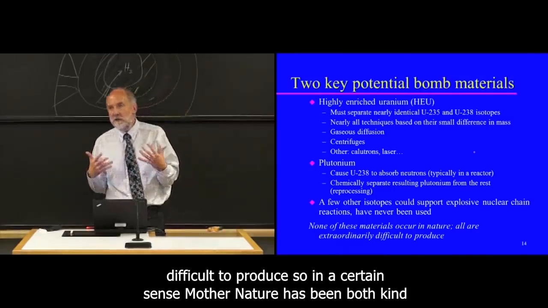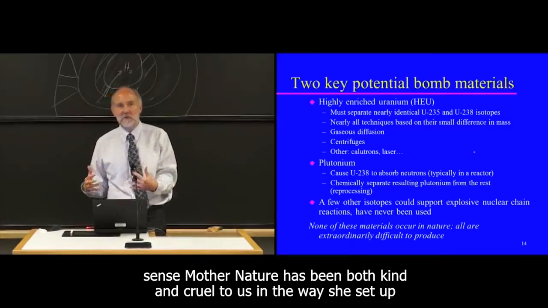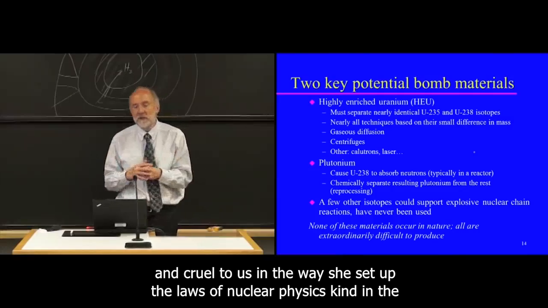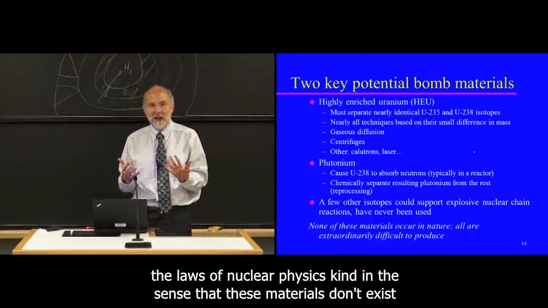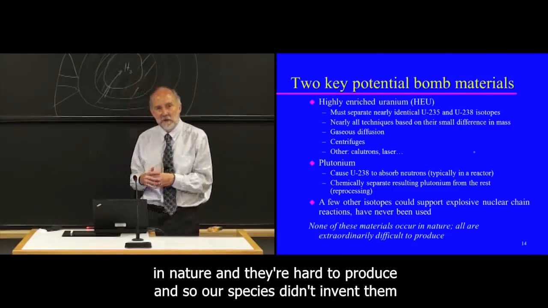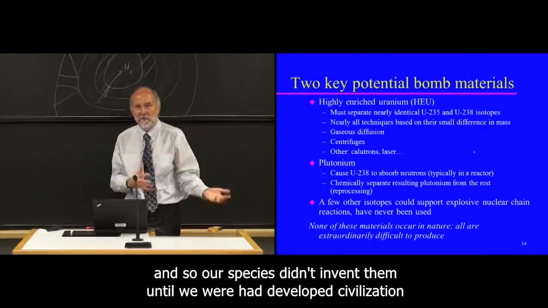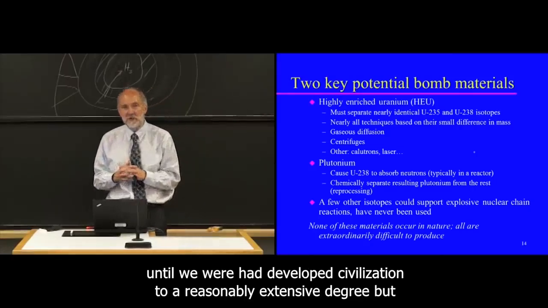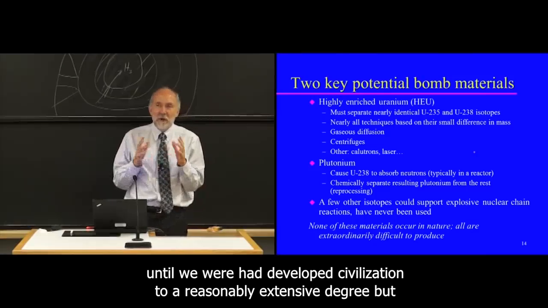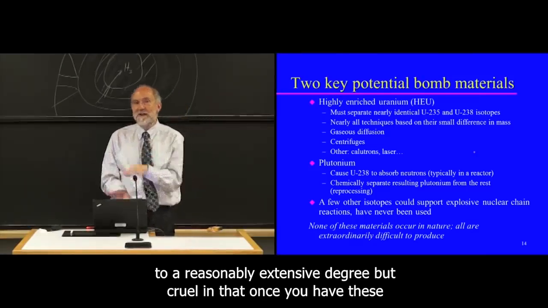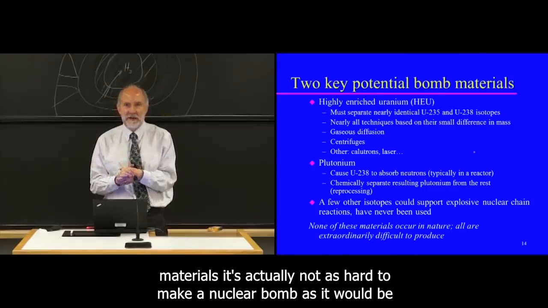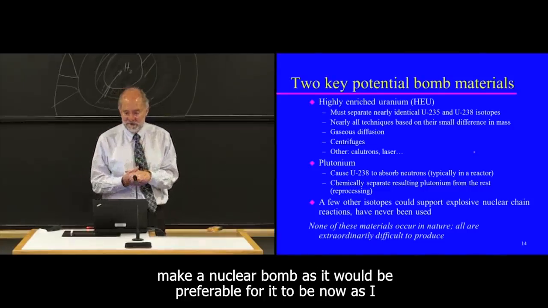So in a certain sense, Mother Nature has been both kind and cruel to us in the way she set up the laws of nuclear physics. Kind in the sense that these materials don't exist in nature and they're hard to produce. And so our species didn't invent them until we had developed civilization to a reasonably extensive degree. But cruel in that once you have these materials, it's actually not as hard to make a nuclear bomb as it would be preferable for it to be.